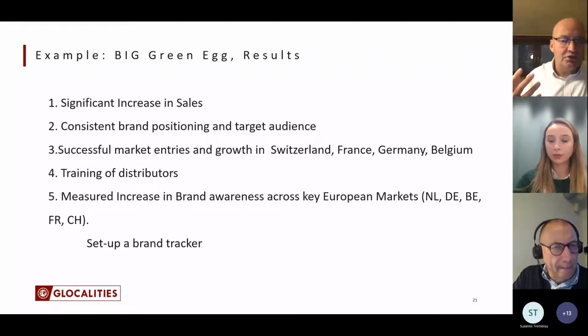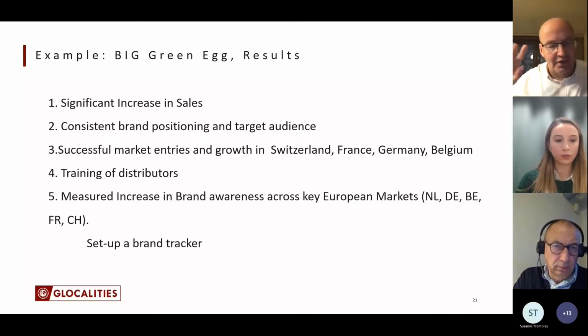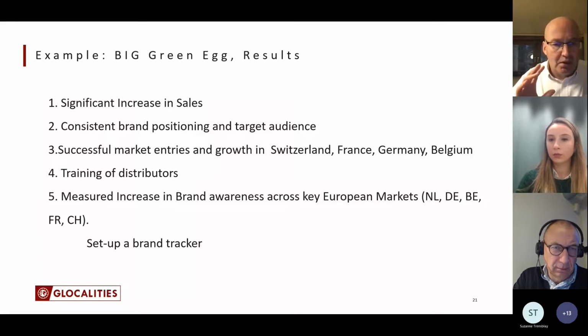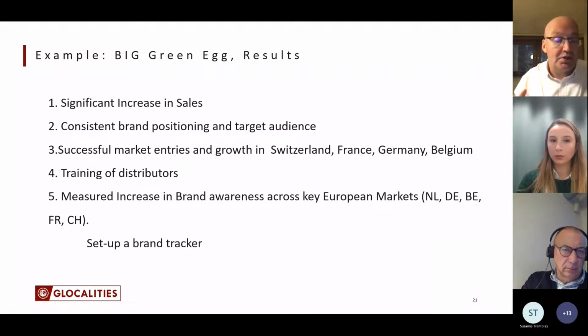So we had a 20% increase in sales, and a new positioning on the European market, which was much more luxury oriented. Now, also here, mind you, normally I'm very much against having a different positioning on one market and on the other market. So this is in branding actually not done. But in this case, we just couldn't, because the prices were so much higher that we could not go for the same target audience. And so we separated Europe out from the US, and we built a different, consistent brand positioning and target audiences. We had successful market entries into Switzerland, France, Germany, Belgium, and we trained all the distributors.